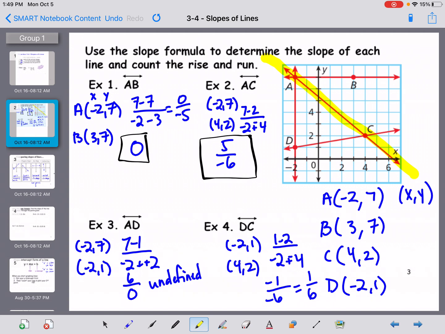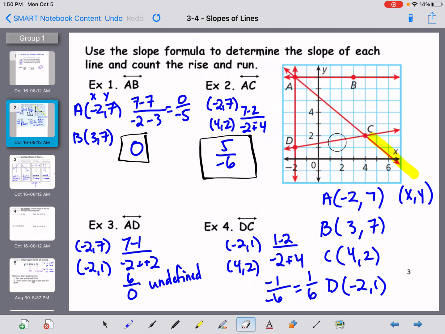AC kind of looks like it's going downhill. You guys probably remember Slope Dude and how he would go downhill and the slope would be negative. And so if I wanted to count this slope on the graph, I want to get from point A to point C. So I would go 1, 2, 3, 4, 5 down. And 1, 2, 3, 4, 5, 6. So I would go down 5 and over 6, and that would give me that negative. That would be the same thing as that 5 over a negative 6.